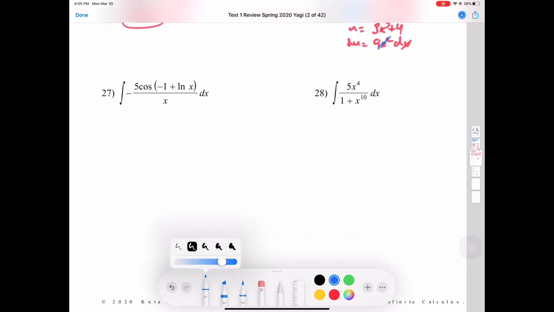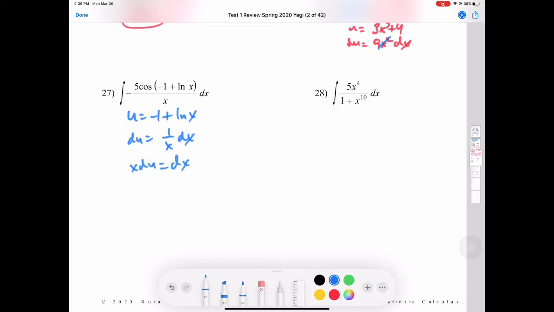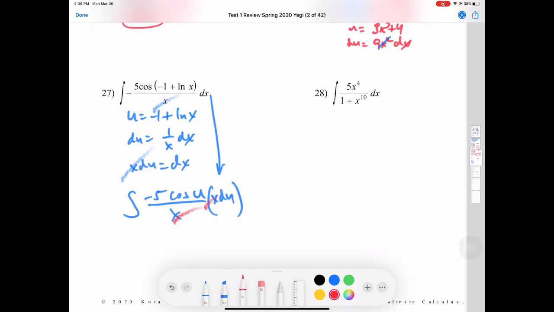Over here, let's say this is my u. u is equal to negative 1 plus natural log x, and the derivative du is equal to the derivative of negative 1, which is 0, a constant, and the derivative of natural log is 1 over x dx. And we move the x over, x du equals dx, and this x would divide out with this x on the bottom. You're writing the integral of negative 5 cosine of u over x, and our dx became x du. And take a look, x is divided out, and we're only left with one type of variable. That's going to be our u's.